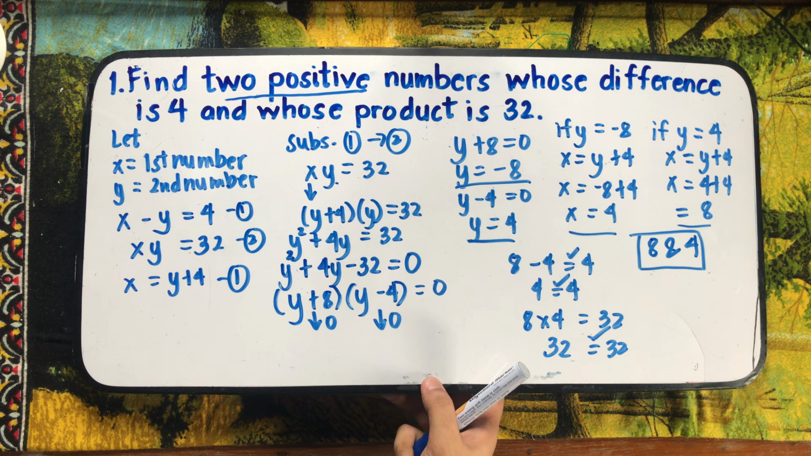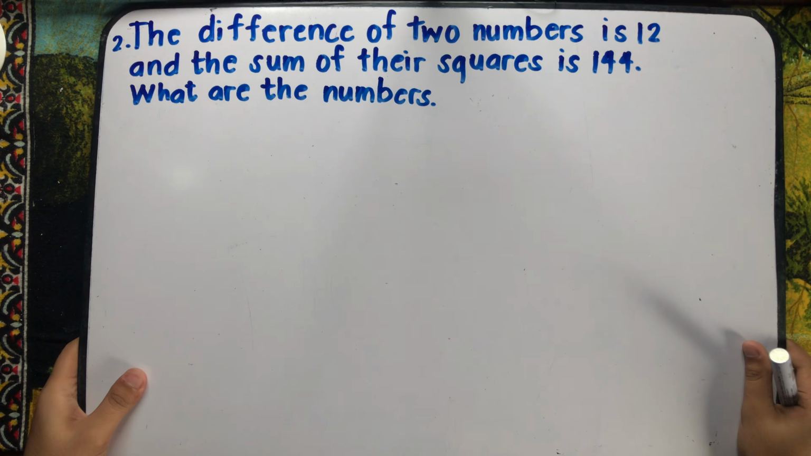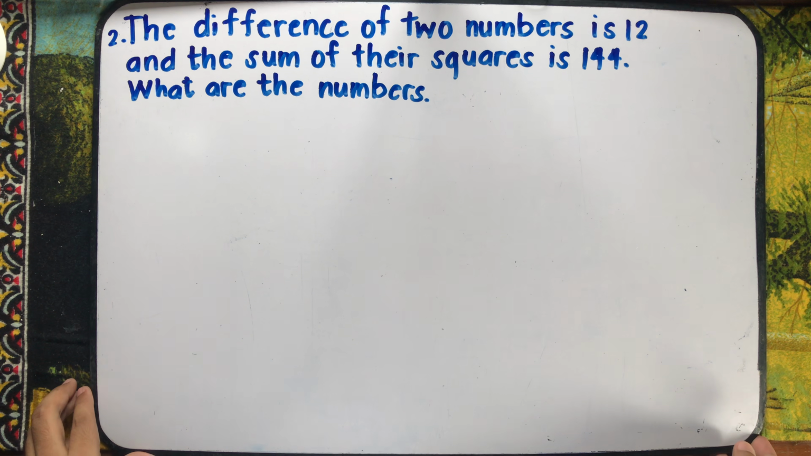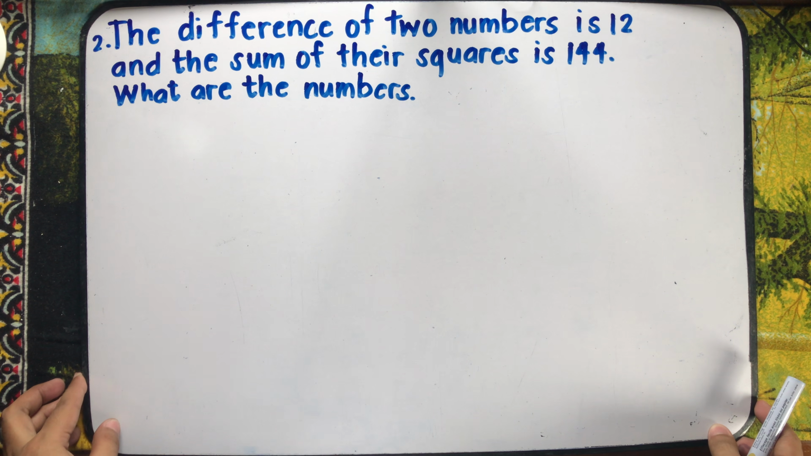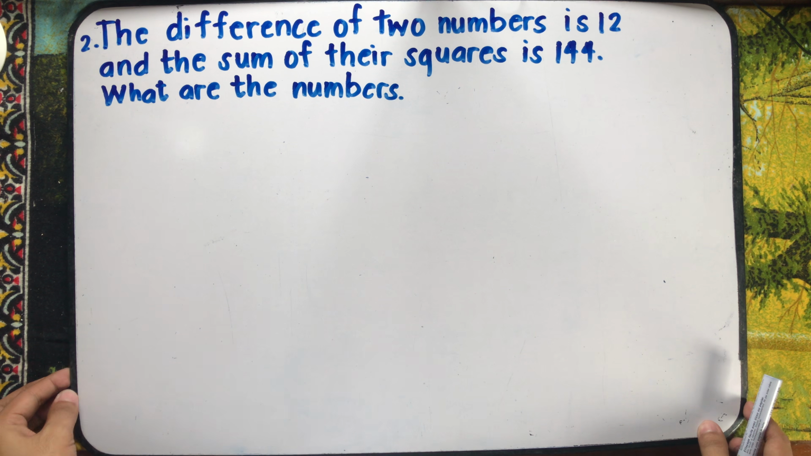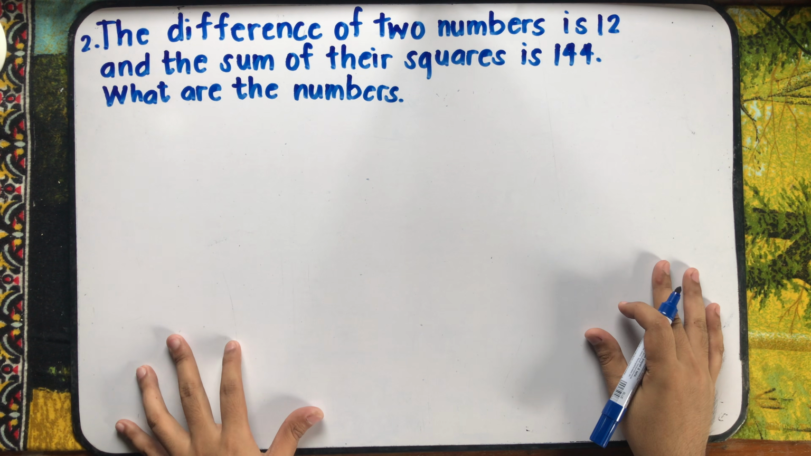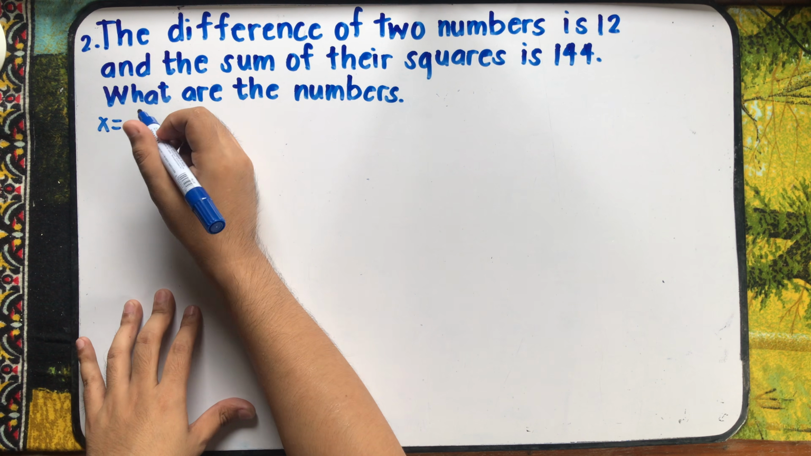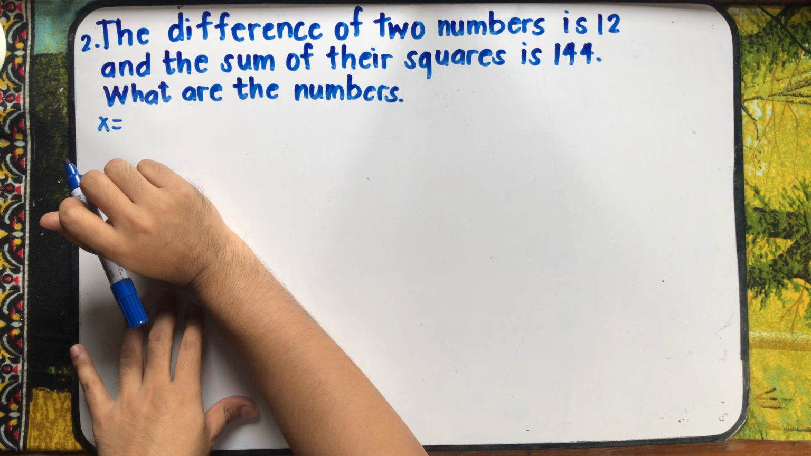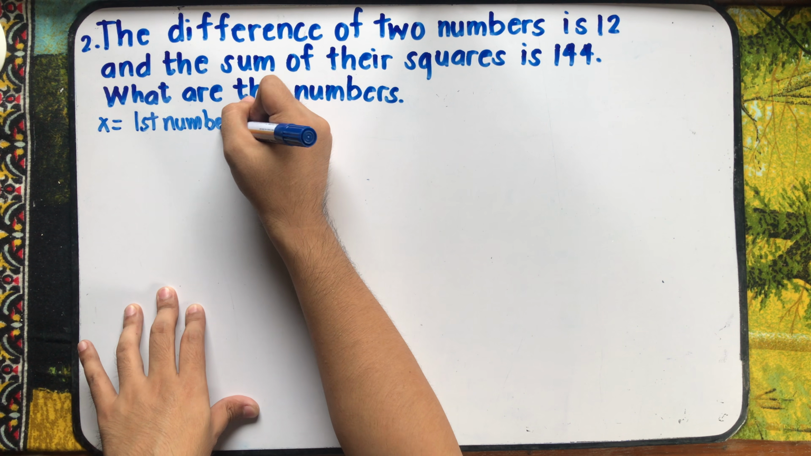So let us now try to solve another problem. Okay, for this problem, we now have the given: the difference of two numbers is 12, and the sum of their squares is 144. Okay, so let us now try to write an equation regarding this one. Let us use again x and y. So let's say x is the first number and y is the second number.